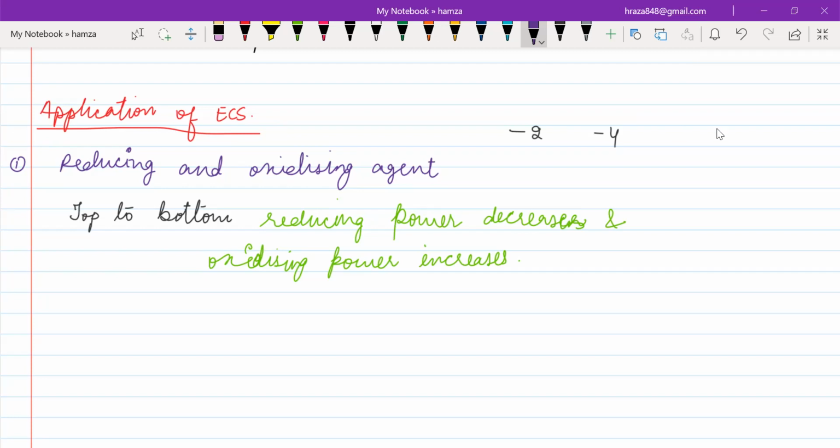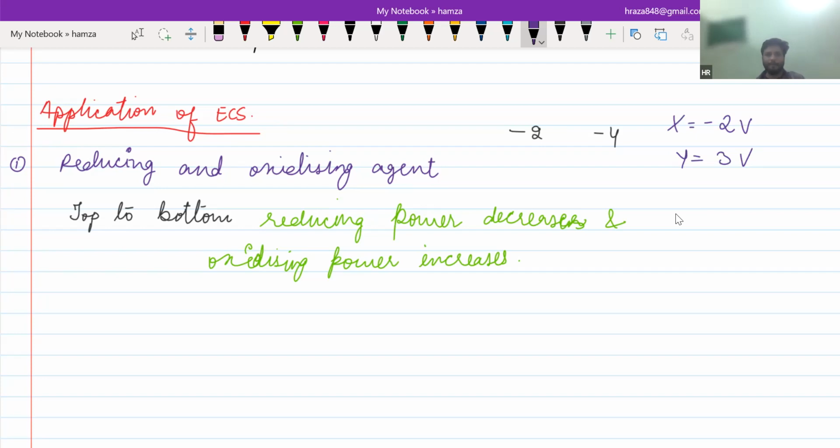If X has -2 volt and Y has -3 volt, which one will have more reducing power, X or Y? X will have lesser reducing power because its value is greater. From top to bottom it will be -3, then -2. So it will have lesser reducing power, not more reducing power.